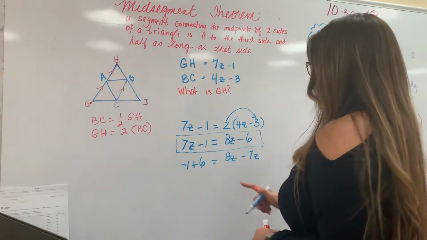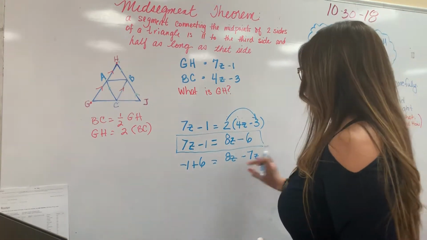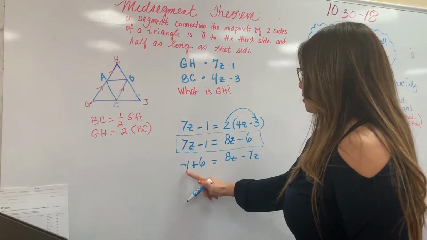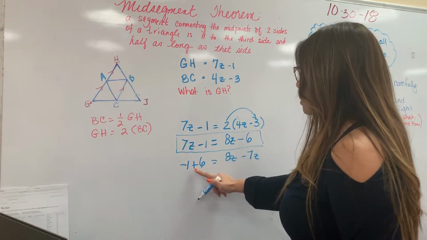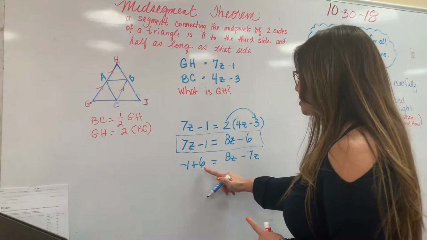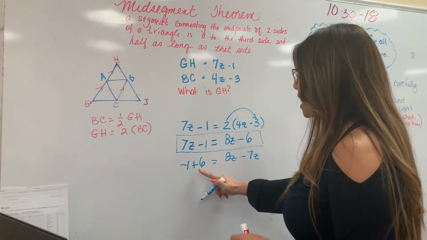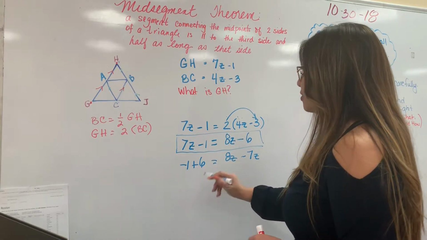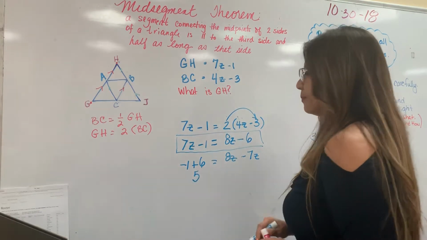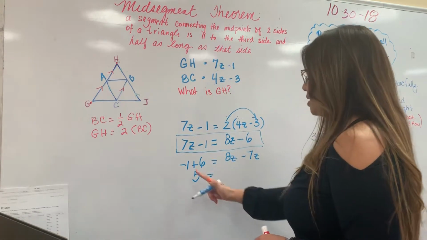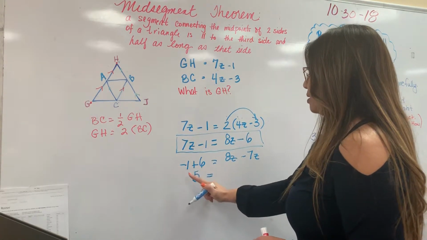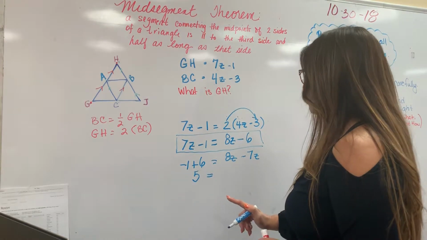So now in here we're adding and subtracting. Here you have a negative 1 and a positive 6. They are different signs. I'm going to subtract, take the sign of the greater number. This becomes 5, because 6 is greater than 1, therefore it's a positive 5.